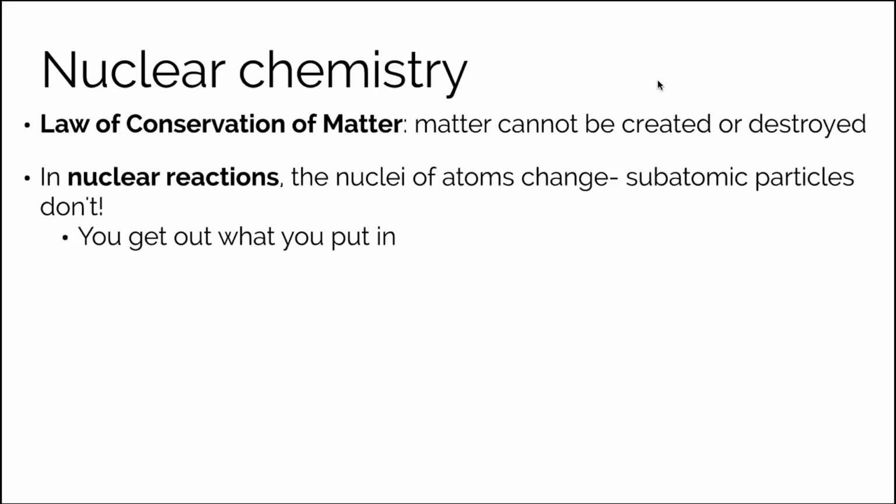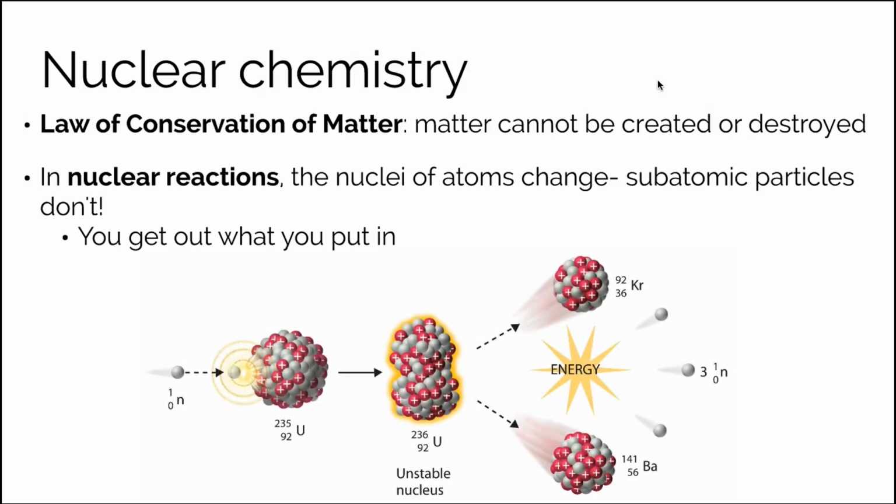So let's go ahead and see this. All right, so this would be an example of a nuclear reaction. What's going on here is that we're starting with a very large atom of uranium, right? And so we are taking a very small neutron and we are shooting it straight into that uranium atom.